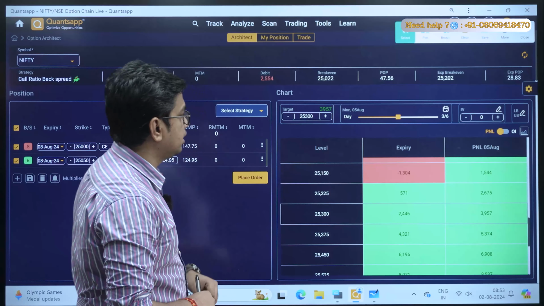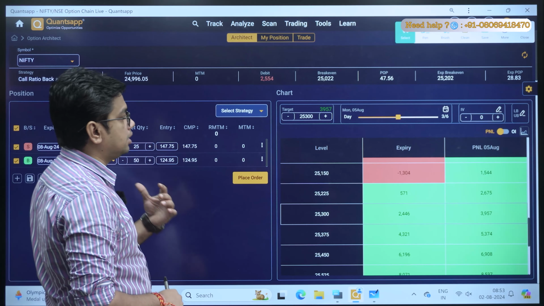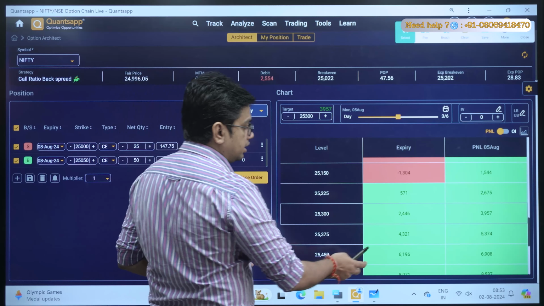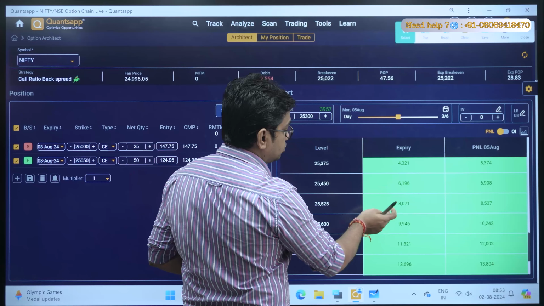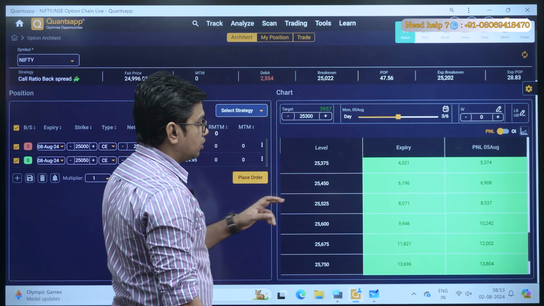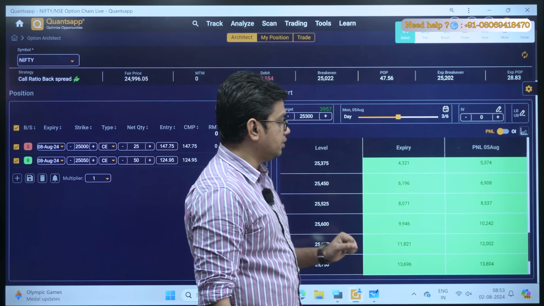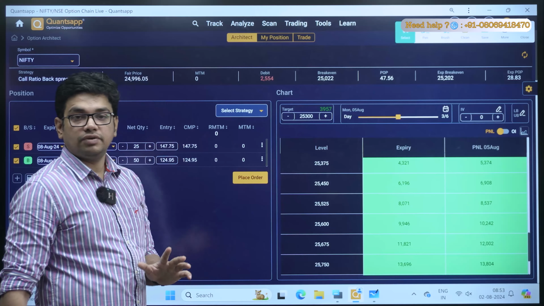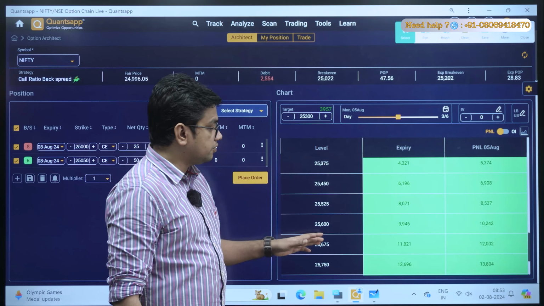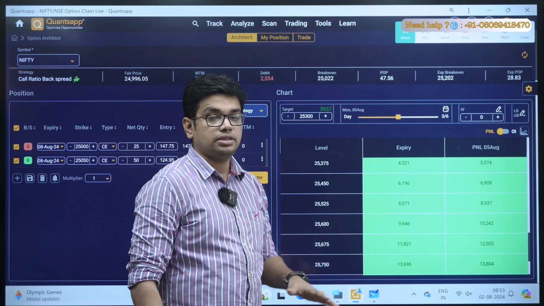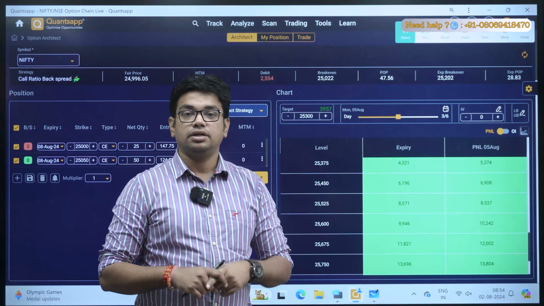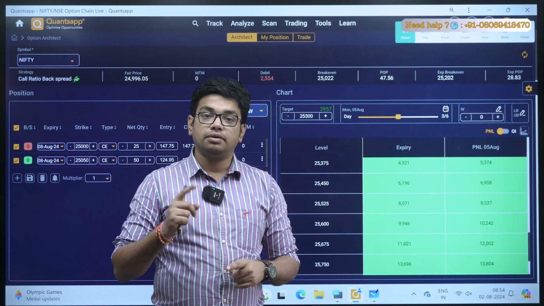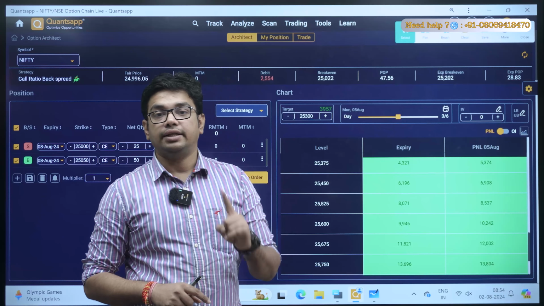All right, but if I am expecting there will be a greater move in Nifty, let's just say like 500 points from here, this is the profit I am getting. At 24,525 I will make around 8,071 rupees, and at 25,600 I will make around 9,946. So this is the difference between taking the naked call option and the strategy.